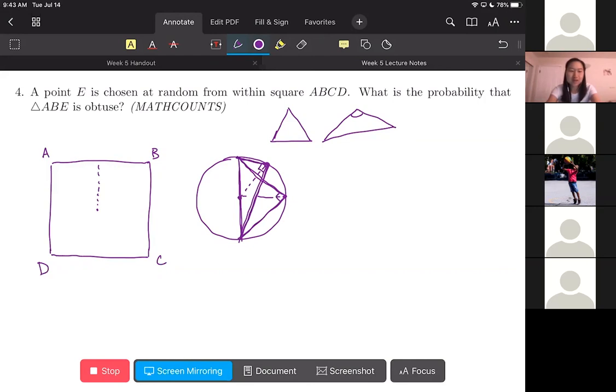Is this something that you learned in the geometry lesson yet? No. Okay. So let's, I guess, maybe take a side note. Let me explain why this is the case.